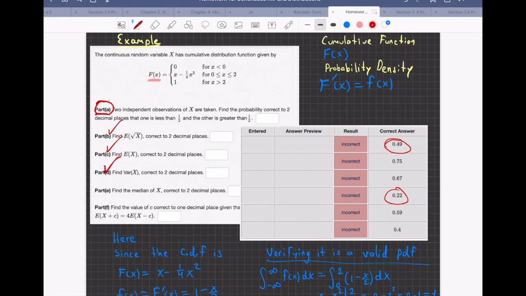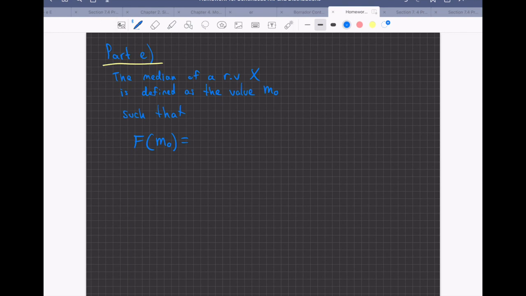Now, find the median of x. The part E. The part E is find the median. The median of a random variable x is defined as the value m0 such that the cumulative evaluated at m0 is equal to 1/2. That is the definition for the median.